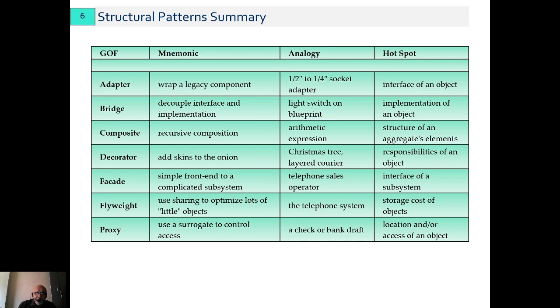In the other case, that is structural patterns, just see to it: adapter, which works as an interface of an object. Bridge, implementation of the object. Composite, structure of aggregate elements. Decorator, responsibilities of an object. Facade is the interface of a subsystem, where branching decisions are taken. Flyweight, they are little objects, so they consume very little space in memory. Proxy, for location or access control. So this was the summary.